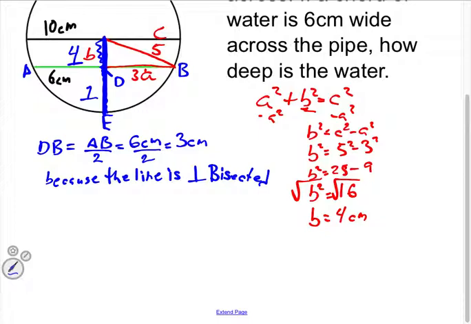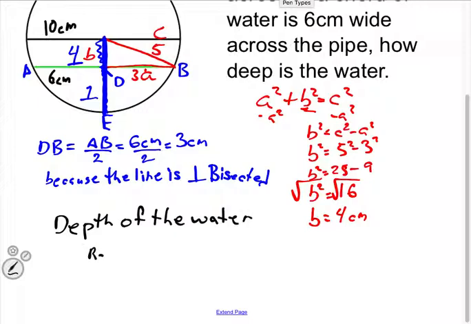So the depth of the water, which I'll do in black, is the radius minus side B, which is 5 centimeters minus 1 centimeter, which is 4 centimeters total.